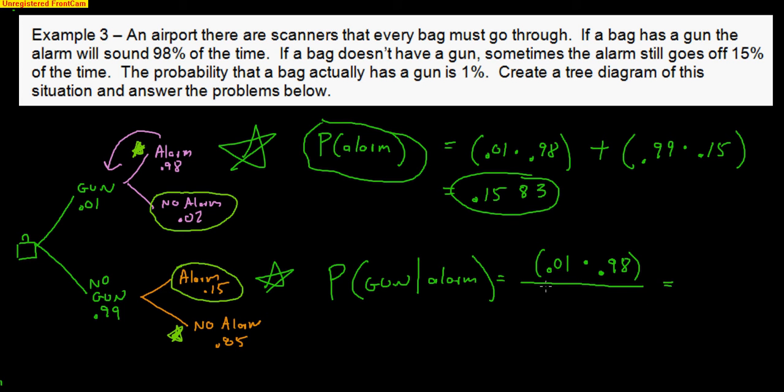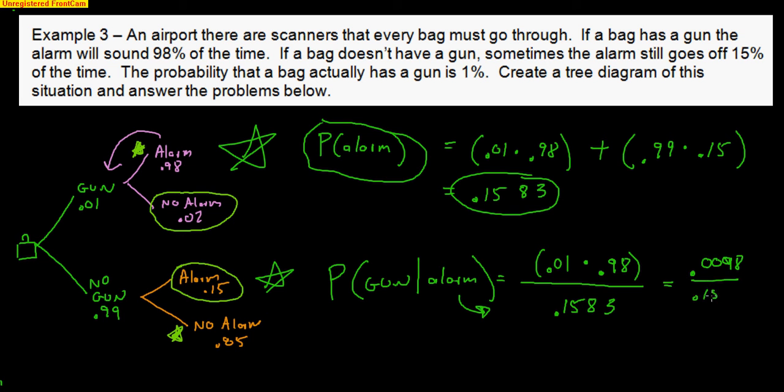Okay? Now, in the denominator goes the alarm goes off. Now, again, could be there's a gun, could be there's not a gun, I don't really care. The denominator is the condition, the alarm goes off, which, conveniently, we've already figured out, which is why I set you up there. So the 0.1583 is the probability that the alarm goes off. Now, all I got to do is figure the final problem out. So 0.01 times 0.98 is 0.0098.